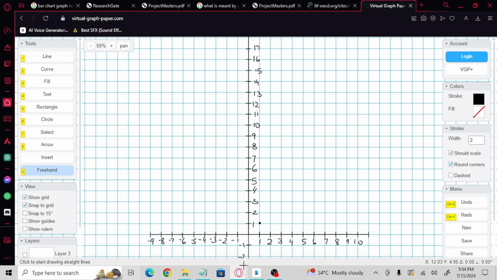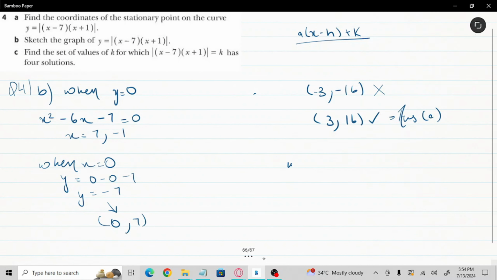Okay, so what we are going to do is take our freehand tool and mark one point at negative 1, one point at positive 7, another point when x equals 0 and y equals positive 7, and our last point when x equals 3 and y equals positive 16. And that's it, then mark the points. What I do want to know is when x equals negative 2 and when x equals 8, because that's going to make our graph even more detailed.